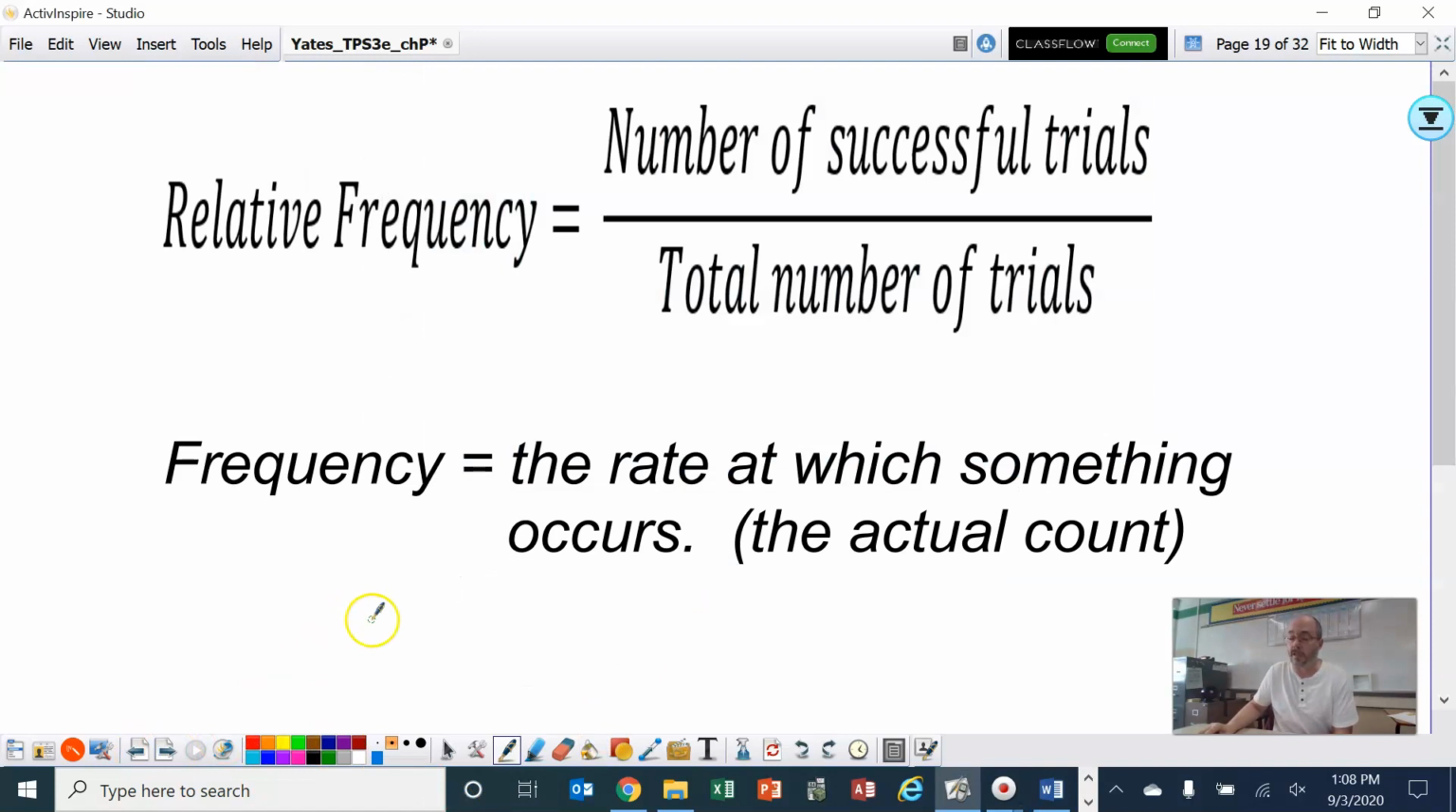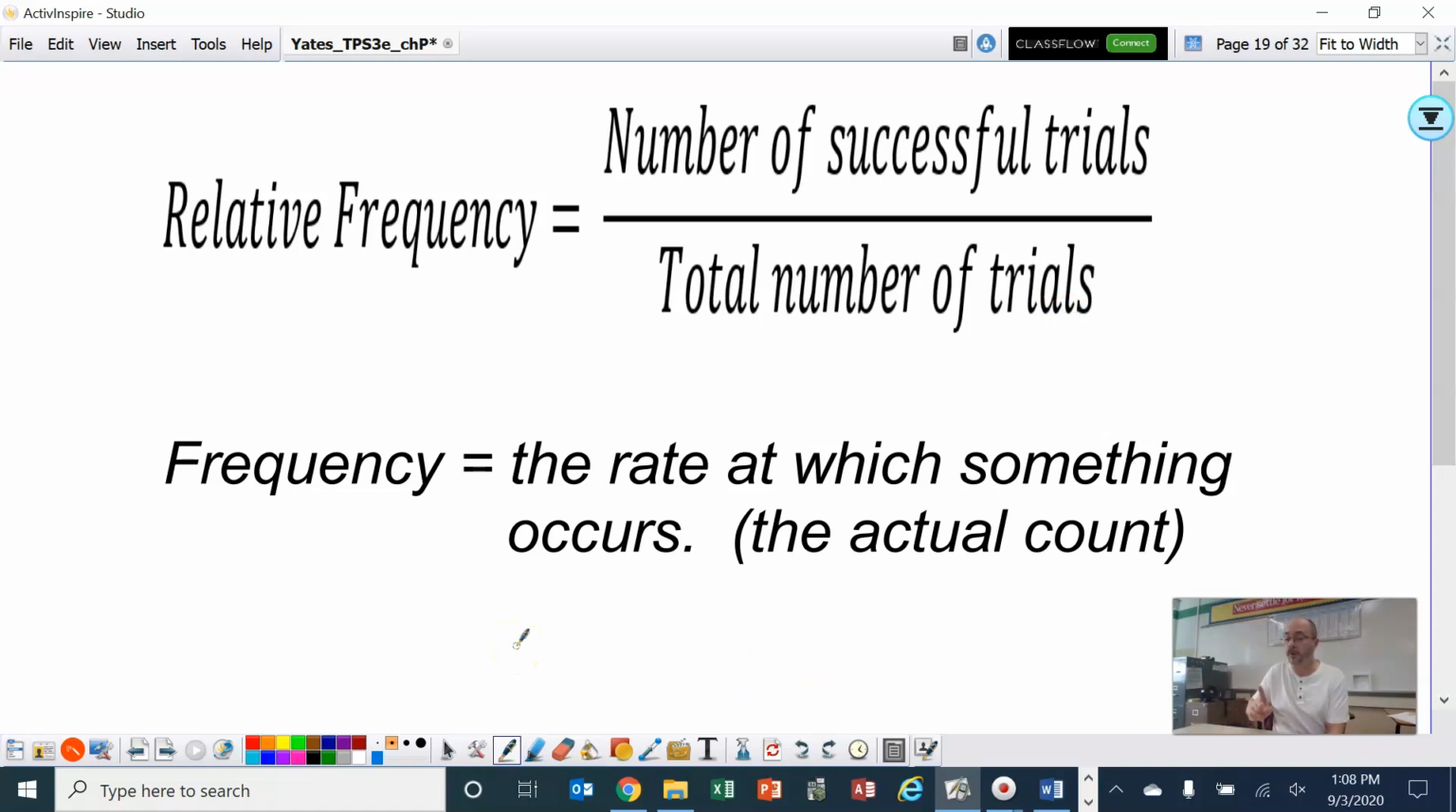Now, how do you find relative frequency? Remember, relative frequency is a percent. You could also leave it as a decimal. You take the number of successes and divide it by the total number of trials. So again, it could be a percent, or it could be the decimal equivalent of that percent.